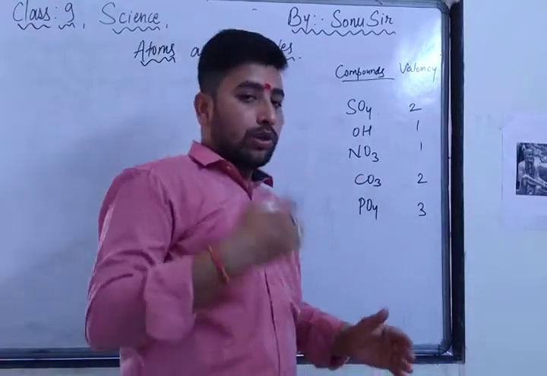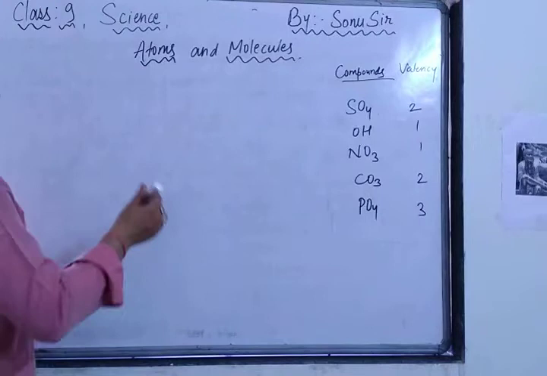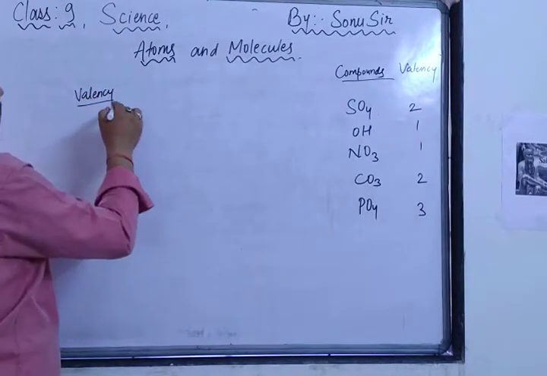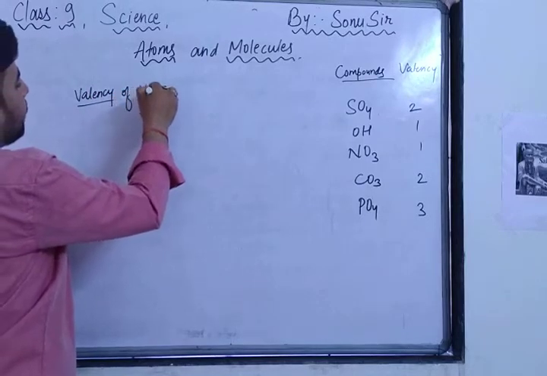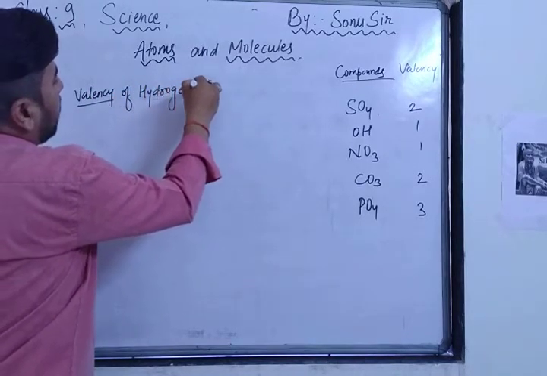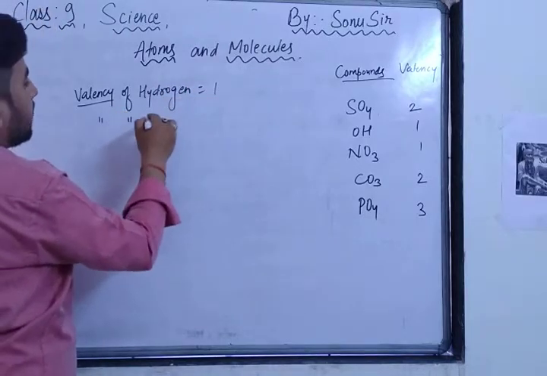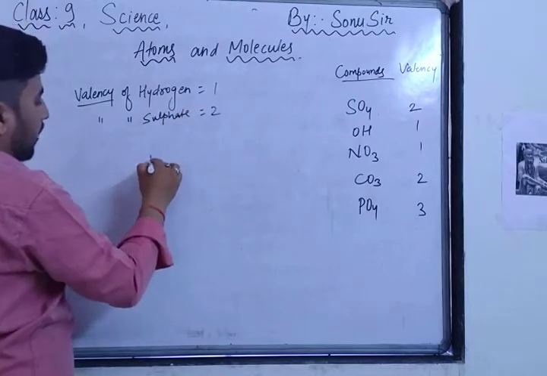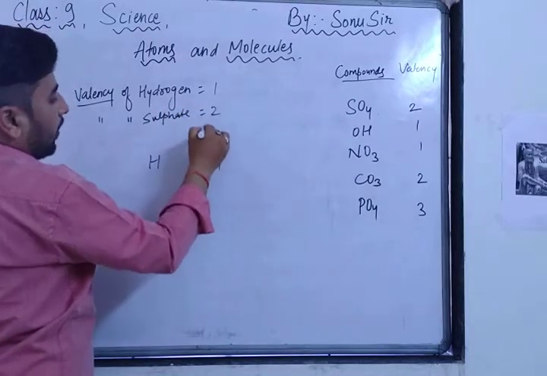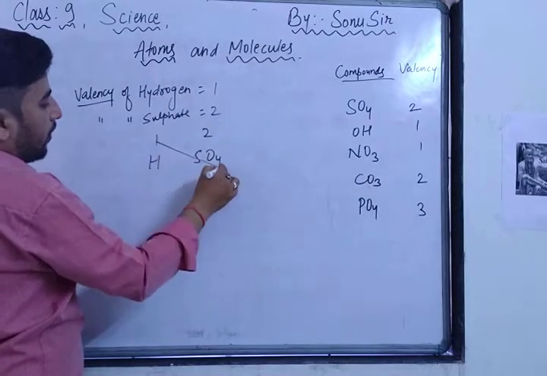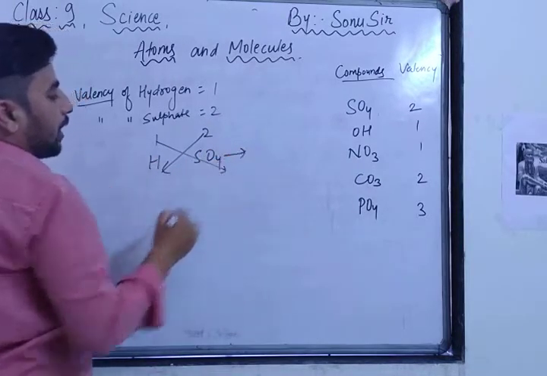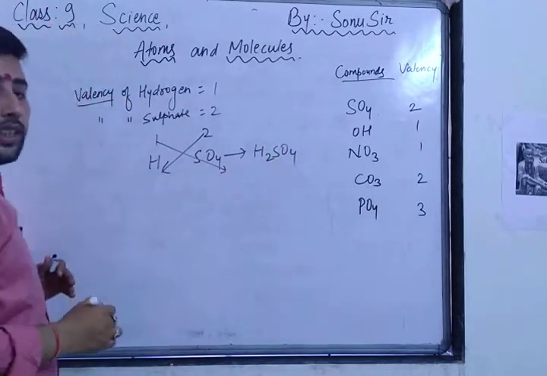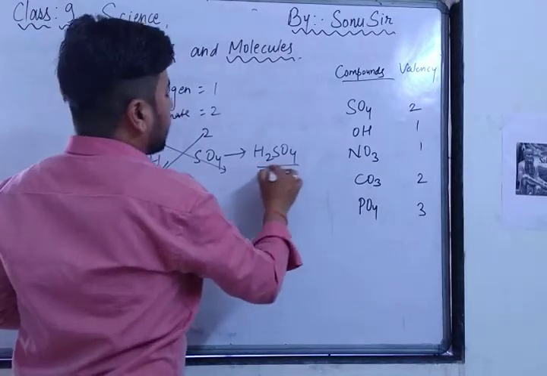Now from these you have to form a compound. For example, just suppose, what is the valency of hydrogen? The valency of hydrogen is 1, and the valency of sulfate is 2. So just suppose here hydrogen valency 1, sulfate valency 2. This 1 will go this side, 2 will come here. What will be the compound formed? H2SO4, right? Sulfuric acid, H2SO4, sulfuric acid.